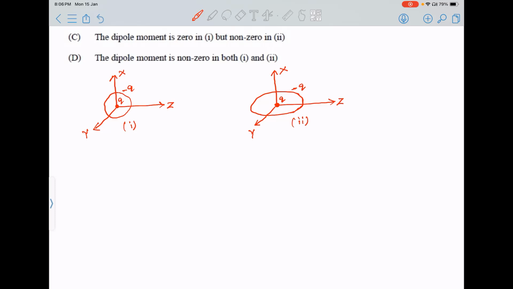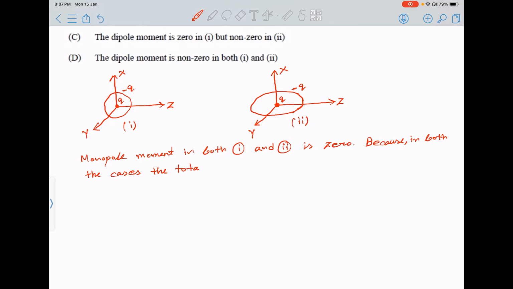Okay. So the first thing is the monopole moment in both 1 and 2 is 0. Now why is it 0? Because in both the cases the total charge is q plus minus q, which is 0. So the monopole moment is 0.